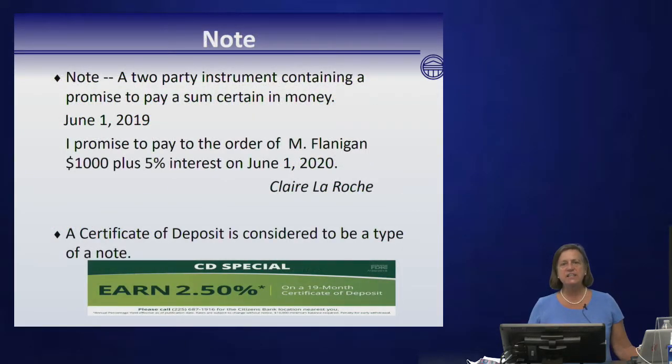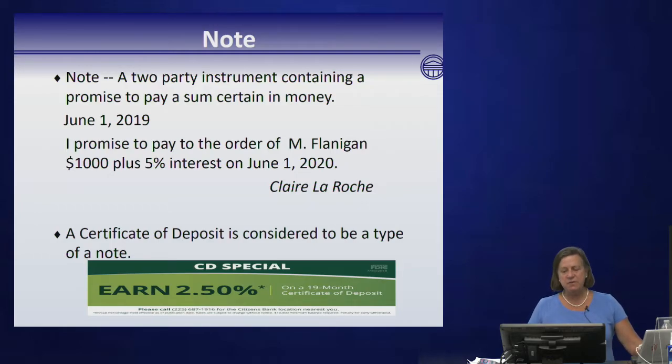A note is a 2-party instrument. It contains a promise to pay a sum certain in money. And so this note is June 1st, 2019. I promise to pay the order of M. Flanagan $1,000 plus 5% interest on June 1st, 2020, signed Claire LaRoche.